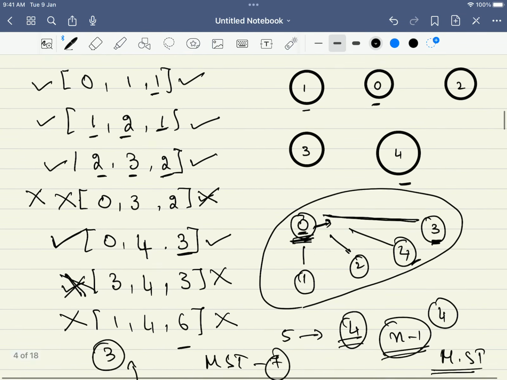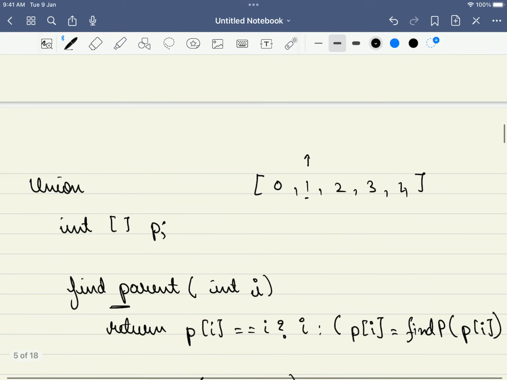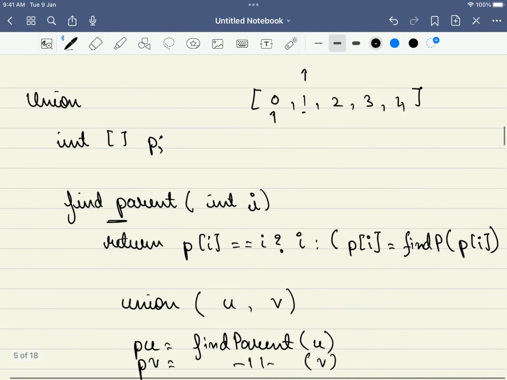Now let's look at the first operation. The first operation is, we will find the parent. Who is the parent of 1? The parent of 1 is 1 itself, and the parent of 0 is 0. Now what do we do? Since both of them have different parents, we union them, or we form a correlation. Now 1's parent will be changed to 0.